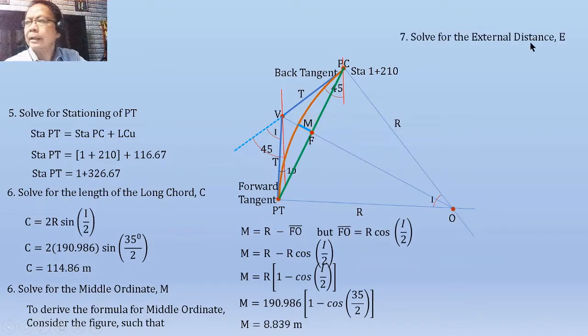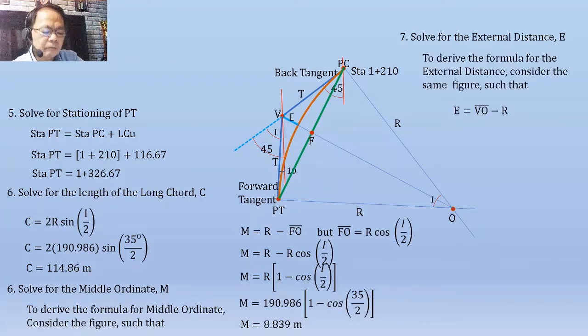So after that, we can now solve for what? For the external distance E. And what is our external distance? The external distance is the distance from the vertex to the curvature, measured along this line joining V to O. So if we look here, this part is our external distance. So you can find that E, from the figure, is equal to this line segment VO minus the radius of the curvature.